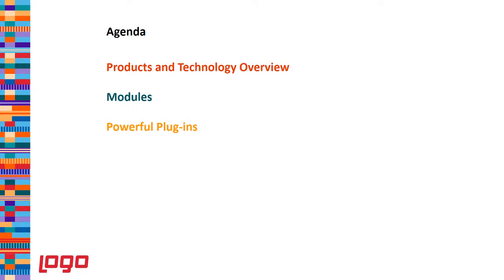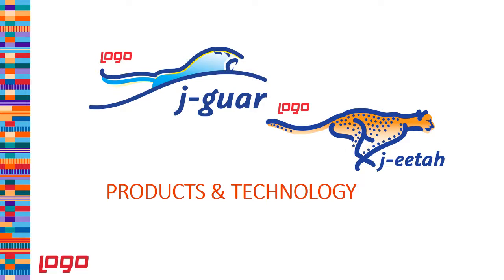Today we'll be having a brief introduction to j-guar and our Java solutions. It will be divided into three parts. First part will be talking about products and technology. Second, we'll drill down into modules. And lastly, we'll talk about some powerful plugins that are available in our solutions. So let's start it all off with our products and technology.